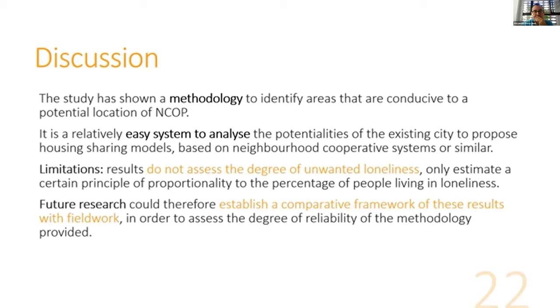It's structured on the superposition of a general model that partially assesses the level of friendliness of the designed space for the most sensitive groups, children and pregnant women, with the assistance of a specific indicator for the proposed CME model. But there are still some limitations in the results. The first is that the results don't assess the degree of forced loneliness, as that requires a significant amount of fieldwork. Therefore, we can only estimate a certain principle of proportionality to the percentage of people living in loneliness. Future research could therefore establish a comparative framework of these results with fieldwork in order to assess the degree of reliability of the methodology provided.